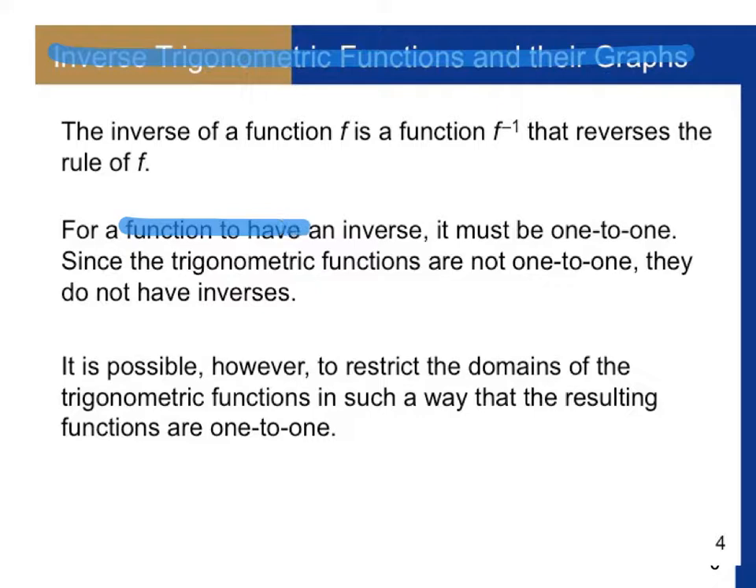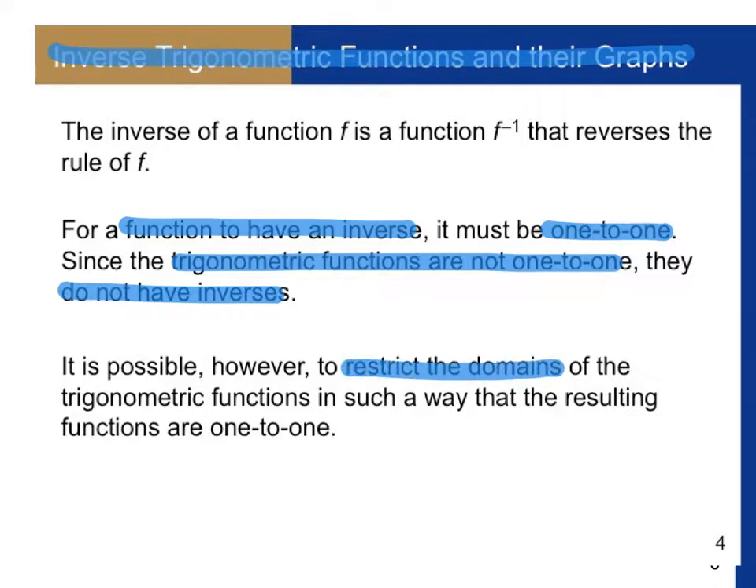For a function to have an inverse, it must be 1-to-1, right? But our trig functions are not 1-to-1, so they don't have inverses as they stand. However, if we restrict the domains of the functions, we can make them 1-to-1. So we're going to force our trig functions to be 1-to-1 by restricting our domains to just one cycle.